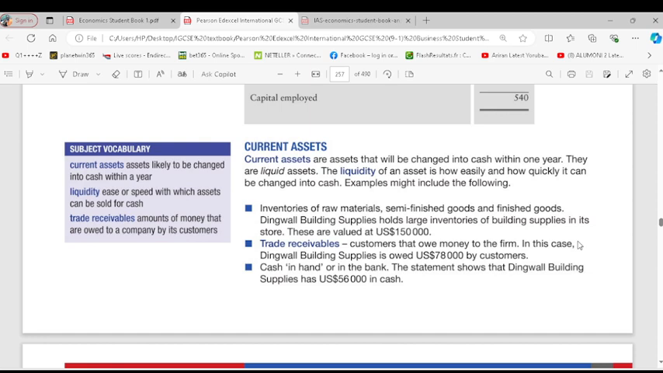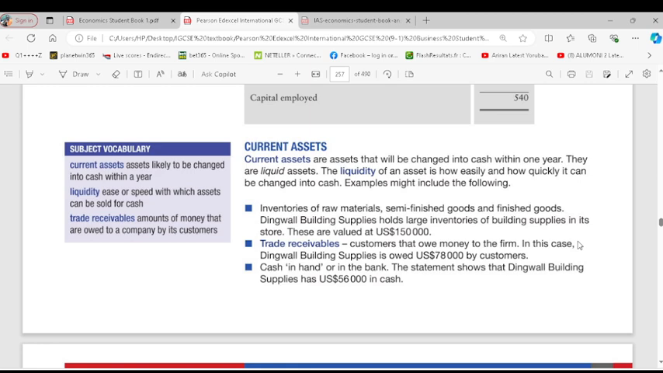We have the current assets. What are current assets? Why do we call them current assets? It's the opposite of non-current assets. They stay with the business within a year. So current assets are assets that will be changed into cash within 1 year. So they are turned into cash within a year. Examples are inventory, trade receivables, cash in hand, or bank. So when we talk about inventories, we're talking about raw materials, semi-finished goods, or finished goods. Stocks. These are all current assets.